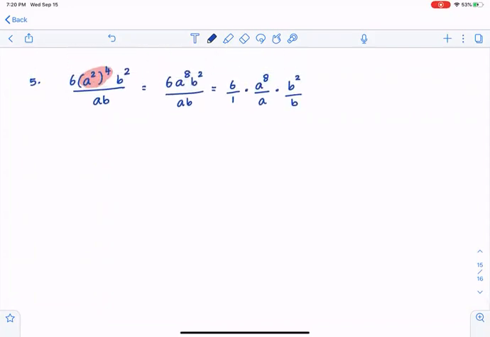Well, 6 over 1 is just 6. a raised to 8 over a, identical base, so a raised to 8 minus 1. b squared over b, identical base, b raised to 2 minus 1. So we have 6. a raised to 8 minus 1 is 7. b raised to 2 minus 1 is b raised to 1, which is the same as b.